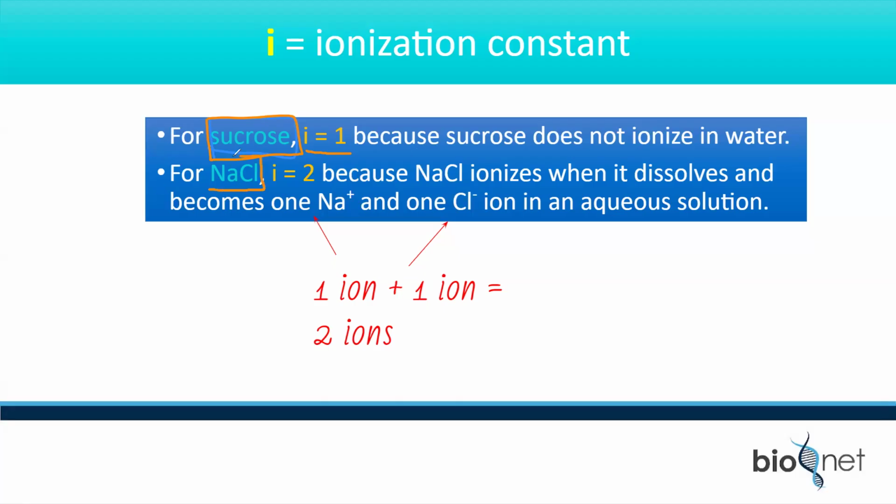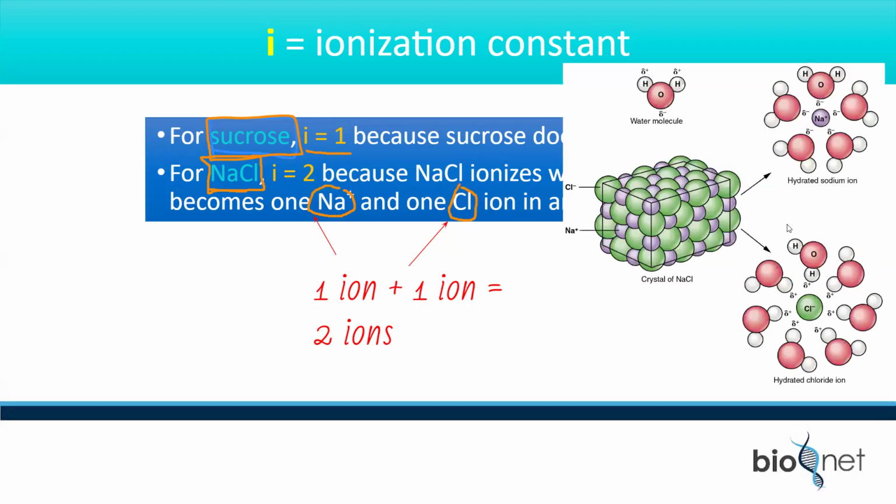Versus if it's salt, or NaCl, it's going to have an ionization constant of 2, because when you dissolve salt into water, the positive sodium ion and the negative chloride ion are going to ionize, or separate into two separate ions, like we saw in that diagram of water. Let's see a better picture of that here. So in this diagram, you can see here's salt shown in the green and purple. And when you put water molecules around it, again thinking about those partial negative and partial positive charges, you're going to see that the sodium is split apart from the chloride and the chloride is split apart from the sodium.